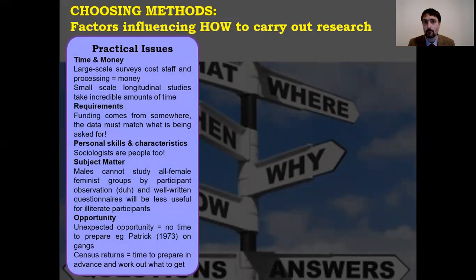So it could be money or it could be time. And not everyone has that amount of time. Not everyone's boring like me. Requirements. If you are lucky enough to get the funding from various agencies, they'll have particular questions they want to answer. And the type of method you will choose has to generate the kind of data they need.